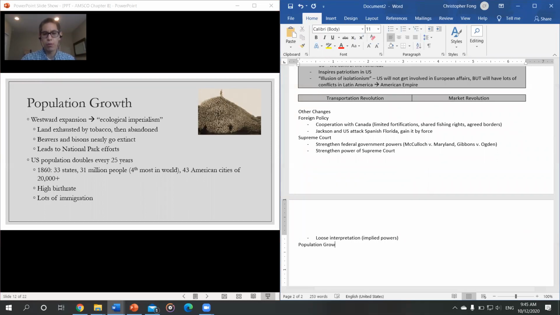So we have population growth. Immigration plus high birth rate leads to huge population growth. And then we have with westward expansion, that leads to, I don't know, the destruction of the land, of the livestock, things like that.